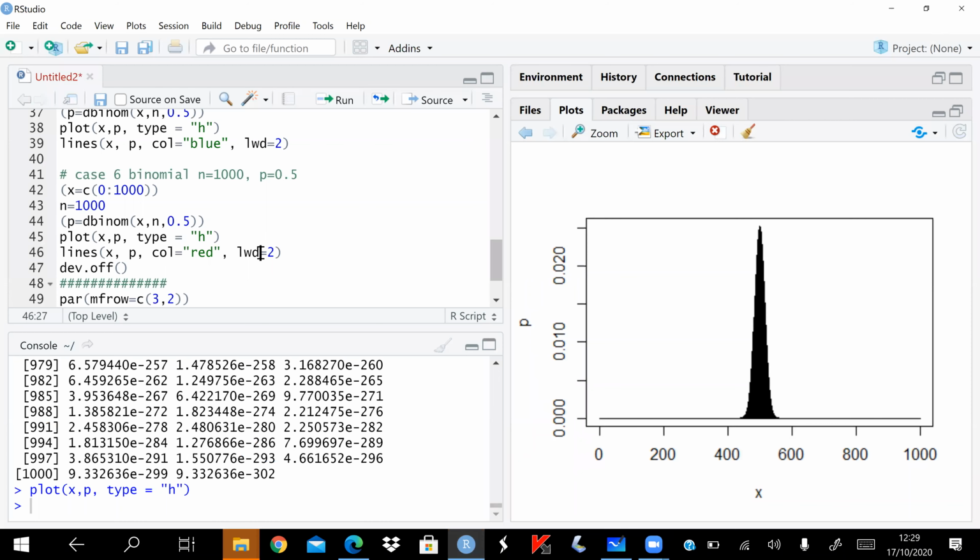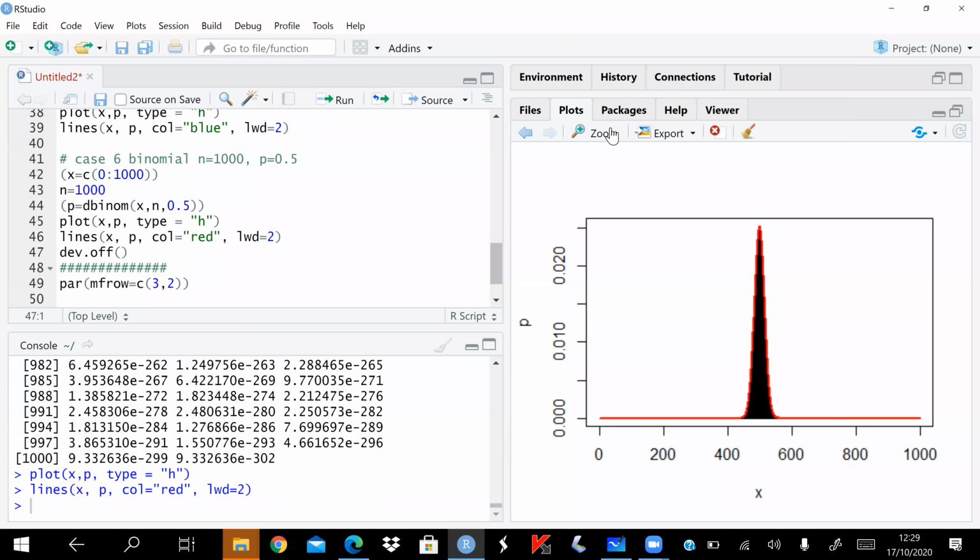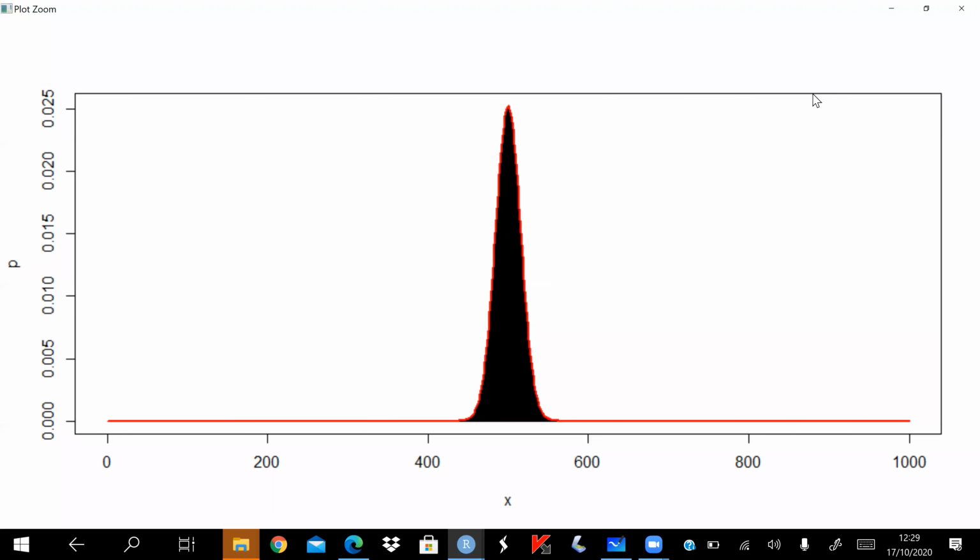Then if I draw my frequency polygon, this is how it looks. It looks like a smooth curve. There are no sharp turns at any point. And here you can see that all the spaces have been covered. So X is taking all the possible values. That's why you can see there's no white space in between.